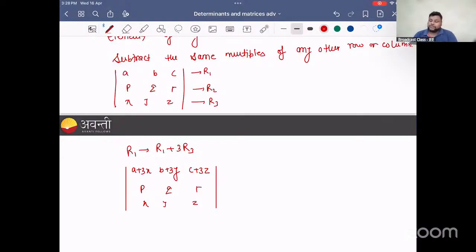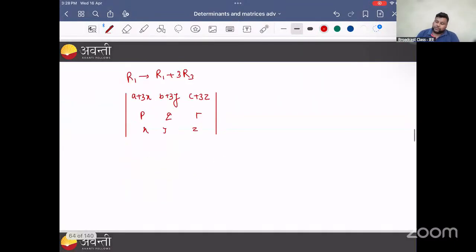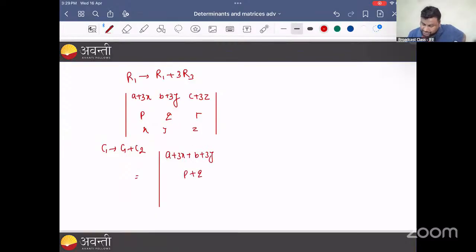Like using the previous property, if you split it into two, one will keep ABC, which is the original determinant. The other will be 3x, 3y, 3z. If you take 3 common, its first row and third row will be identical, so the value will be 0. They are identical. Got it? Similarly, you can apply the operation C1, you write C1 plus C2. So now what will be your C1? A plus 3x plus B plus 3y, it is P plus Q, it is X plus Y. So this is P plus 3y, Q, Y, C plus 3z, R, Z.